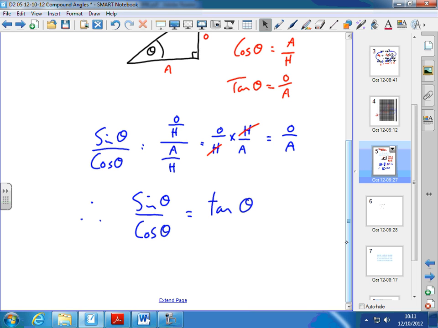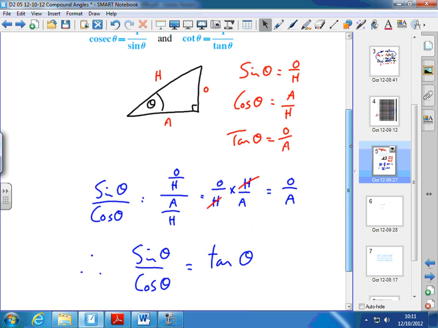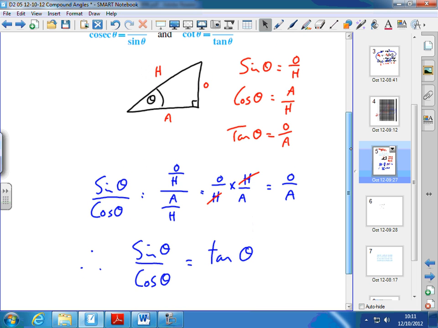So it's arrived at by looking at what we know about angles and then seeing what else we can find out. And here's the first thing that we use: sine over cos is tan. Let's just have a look at one or two of the others.